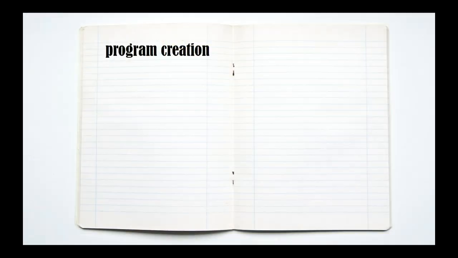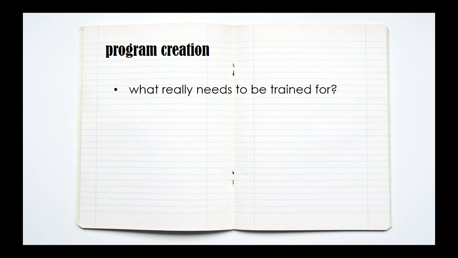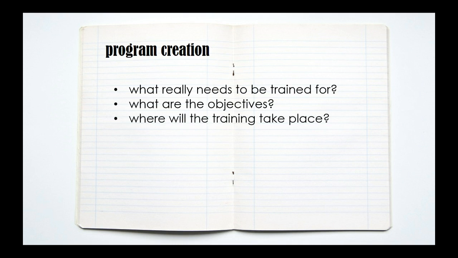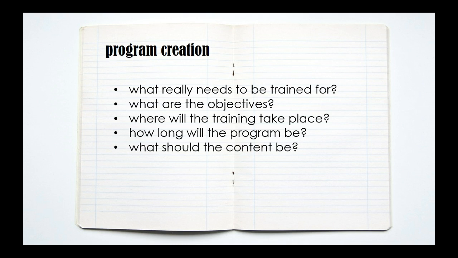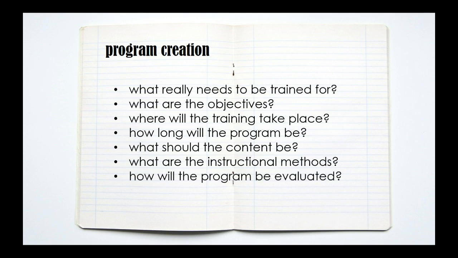To begin the training program creation process, some of the key questions should be: what really needs to be trained for? What are the objectives of that training? Are they on-premise or off-premise? How long are the programs? What should the content of those particular programs be? What are the instructional methods? So should it be a lecture? Should it be online, etc.? And lastly, how will the success of the program be evaluated?